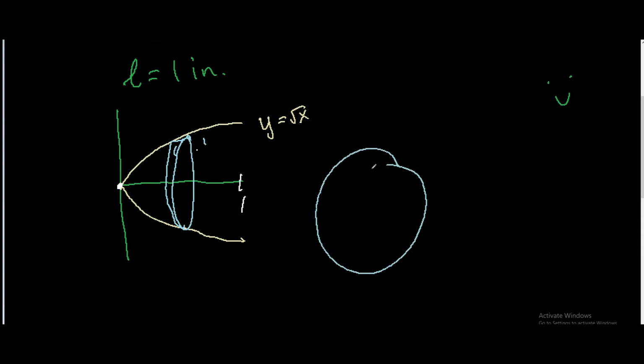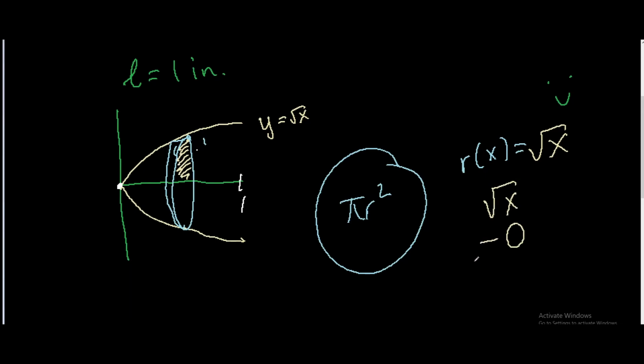The area of a circle is pi r squared, where the radius r of x is the shaded area, which in this case turns out to be square root of x. In order to find the area of the radius, we have to subtract the top curve from the bottom curve, which ends up requiring us to solve the equation, the square root of x minus 0.